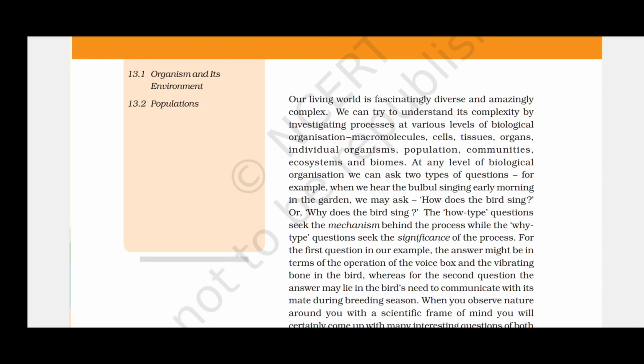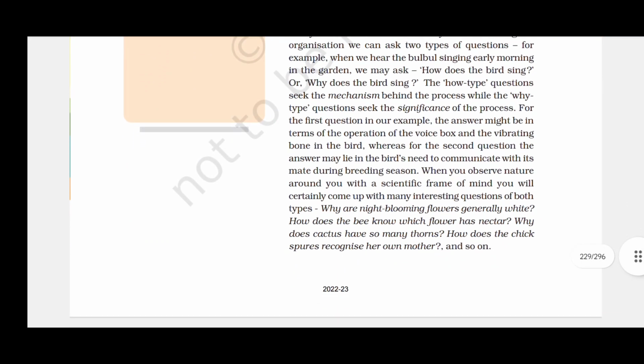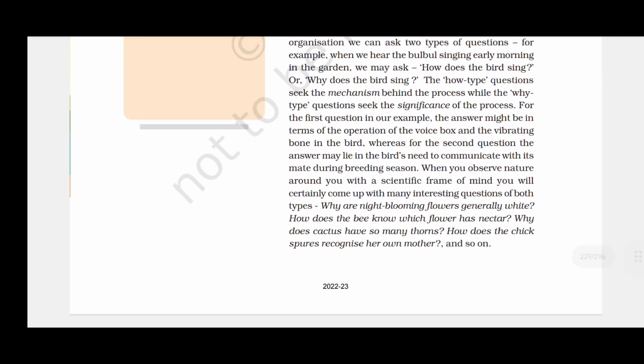When you observe nature around you with a scientific frame of mind, you will certainly come up with many interesting questions of both types. Why are night blooming flowers generally white? How does the bee know which flower has nectar? Why does cactus have so many thorns? How does the chick recognize her own mother?